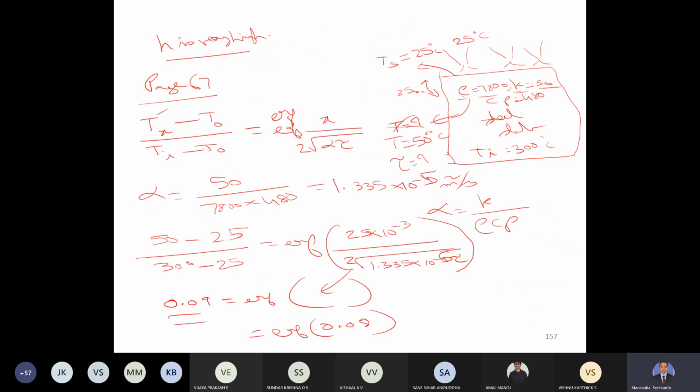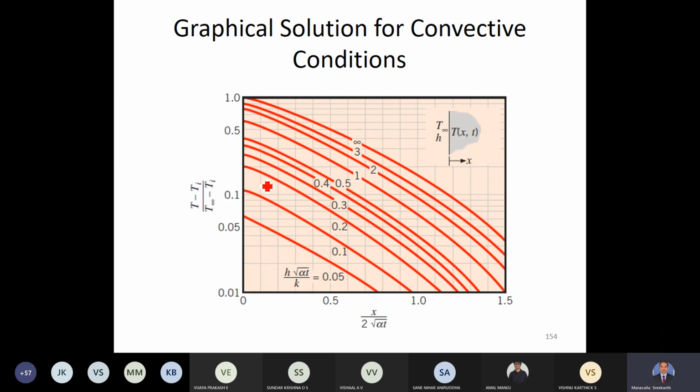You can see that this chart is not linear actually. This is logarithmic on the y-axis. X-axis it is linear, y-axis is logarithmic. So basically we use this chart. This x by 2 root alpha t is 0, so this is where we are interested. And our h root alpha tau by k is 0.158 or 0.16. So this is 0.05, this is 0.1, this is 0.2. So somewhere here, somewhere in between. Depending on how well you read this value from the chart, you will be able to get close to the correct answer.